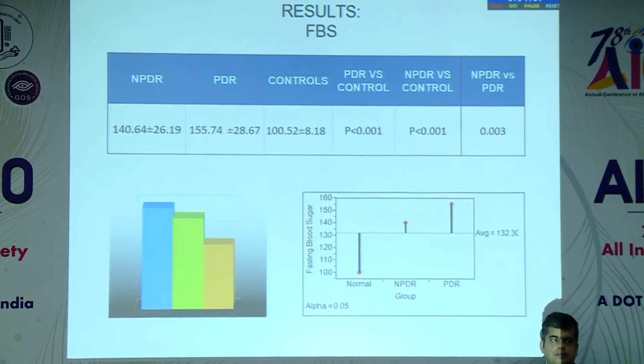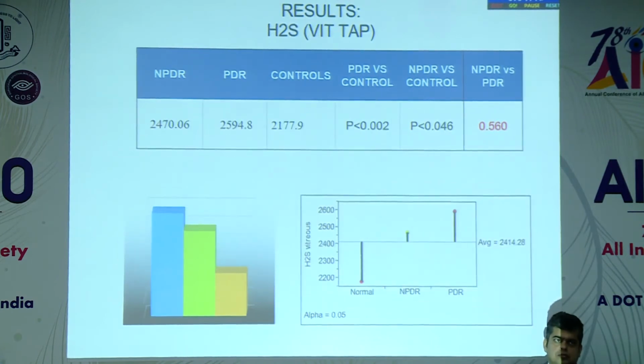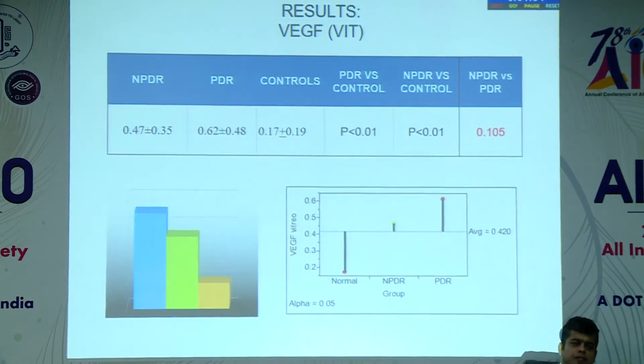Fasting blood sugar was also found to be significant in all the three groups. H2S in AC tap was found significant in PDR versus control and NPDR versus control, but not significant in NPDR versus PDR group. H2S in vitreous tap was also not found significant in NPDR versus PDR group. Hydrogen sulfide in plasma was similarly not found significant in NPDR versus PDR group, but in the other two groups it was found to be significant.